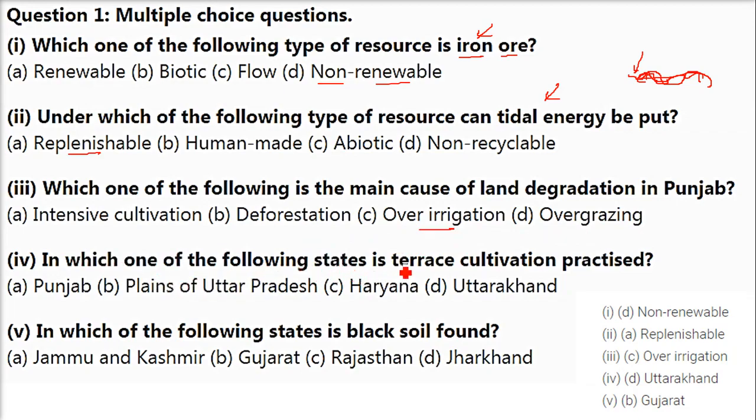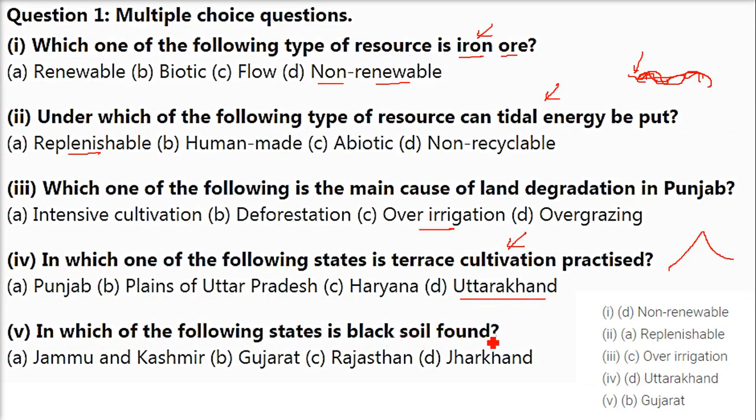In which one of the following states is terrace cultivation practiced? Terrace cultivation is always practiced in hilly areas, mountainous regions. Uttarakhand is an area where we have mountains, most of the others are plain areas. So the answer is Uttarakhand.